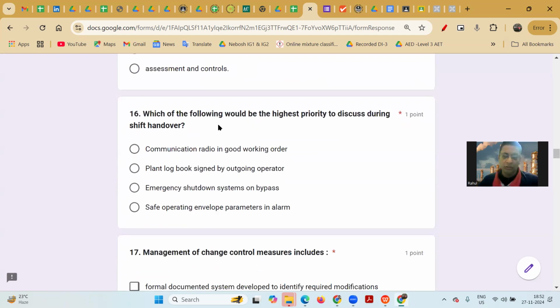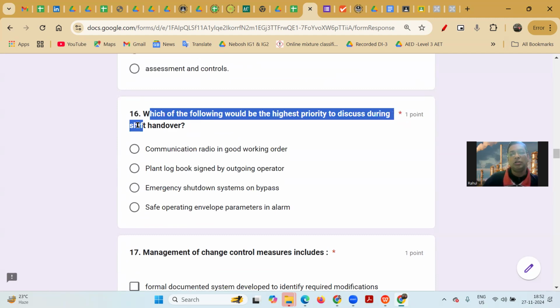Now we see question number 16. Which of the following would be the highest priority to discuss during the shift handover? So we can have a communication radio. Okay, this also looks good. A plant logbook signed by the outgoing operator also looks good. Then emergency shutdown system or bypass, and safe operating envelope parameter in alarm.